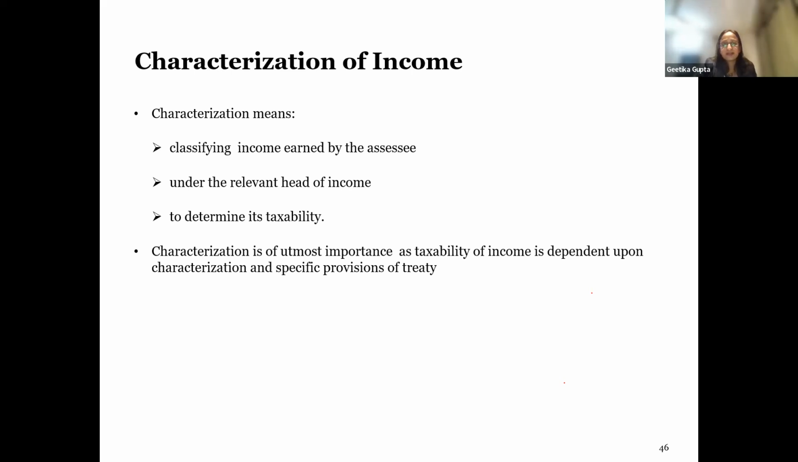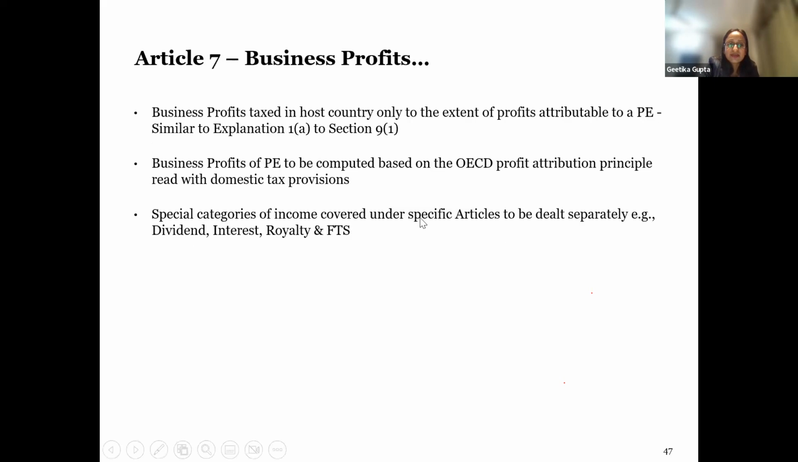So this we have almost covered. Characterization of income means classifying the income earned by the assessee under the relevant head of income to determine the tax liability. What we discussed in the earlier slides, the substantive provisions, under what nature it falls. We can move to the next slide. This also we discussed. Business profits attributable to the PE will be taxed. On the detail of attribution, we have the transfer pricing session on day 3.